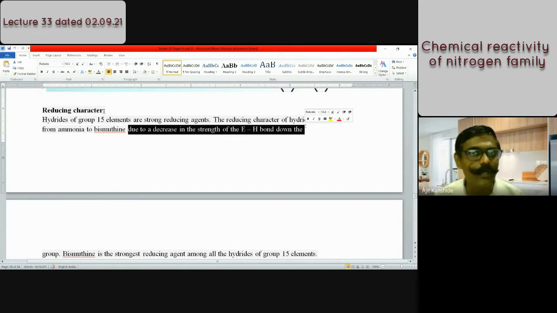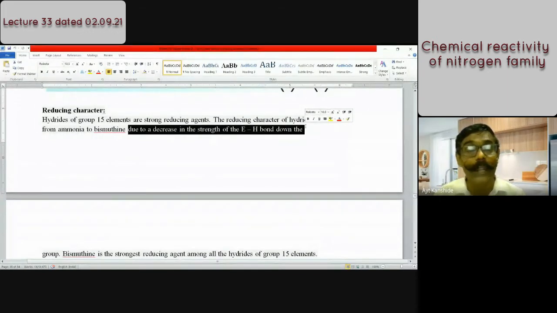In true sense, what happens? Who is the reducing agent? A reducing agent is a chemical that itself undergoes oxidation. Oxidation means it can give the electron. Who can give the electron here? Hydrogen can give the electron here, to whom? To any species which we are reducing.